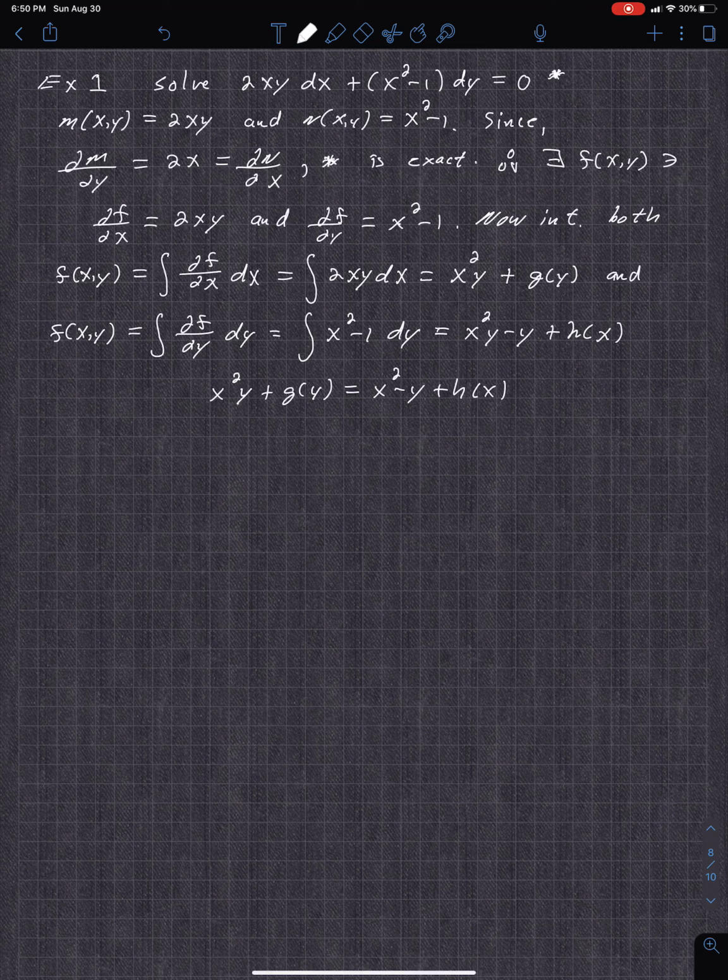Well, my g of y has to be just the negative y. And then the h is gone. That's just going to be a constant. So therefore, my f of x y is equal to x squared y minus y.